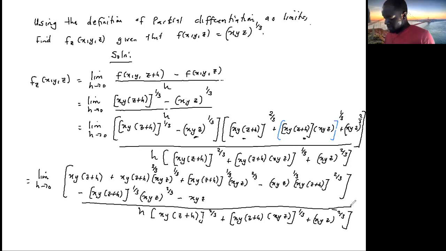Okay, so then if you look at the numerator, you notice that this part is cancelling this part. Here you must note that this is in the same brackets. And the other part, this part is being cancelled by this part. And if you expand this one, it becomes xyz plus xyh. So again, the xyz and the negative xyz get cancelled. So we just remain with xyh.